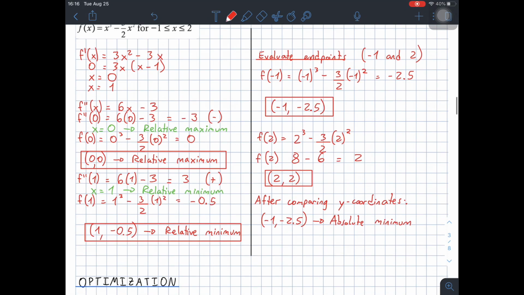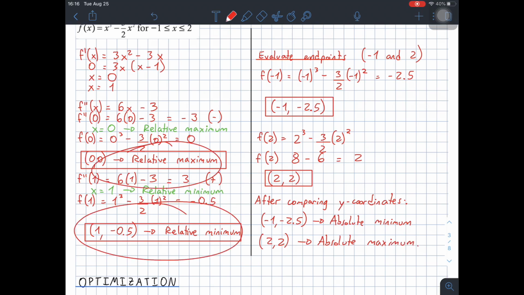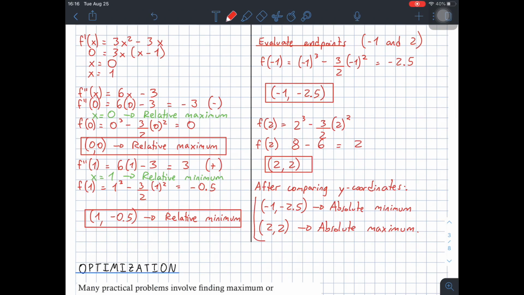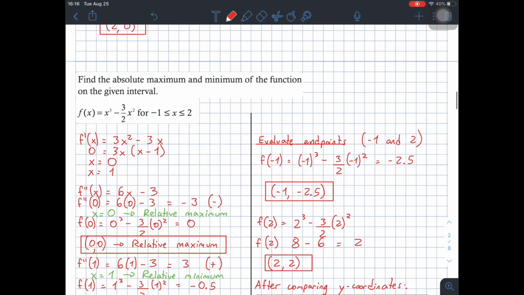And if we compare the y coordinates again and we look for the greatest value, it is this one over here. So that point corresponds to an absolute maximum, right? (2, 2) is our absolute maximum. So we can also confirm that these 2 points we calculated here are relative maximum and minimum points. Neither of them are absolute maximum or minimum points. Okay, so this would be our final answer after doing all of the comparison, and that's it.